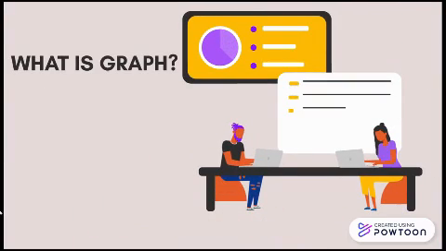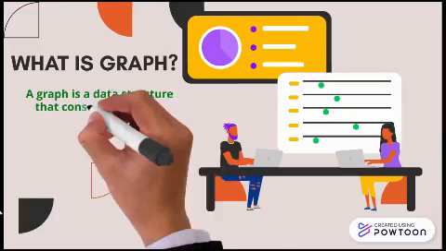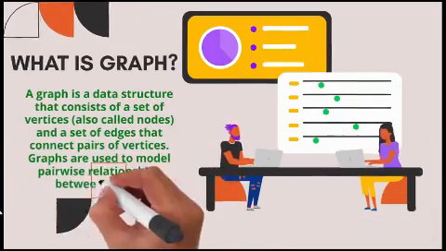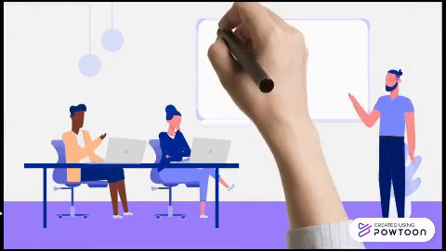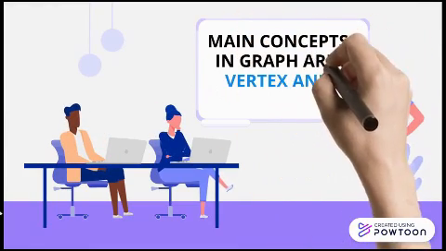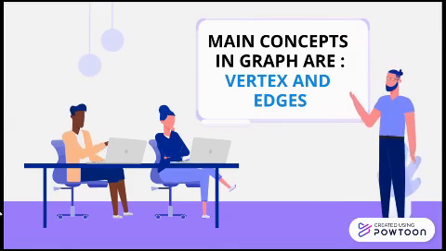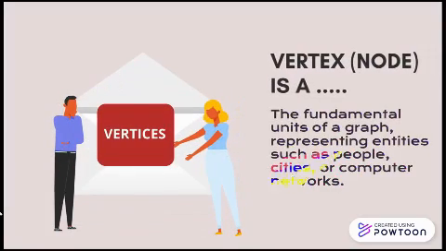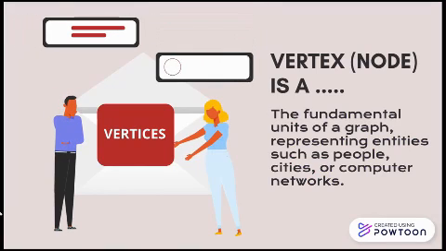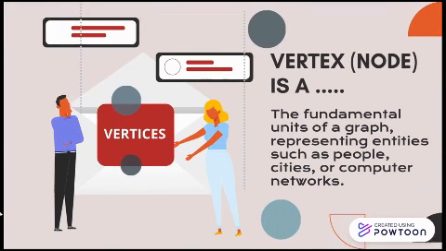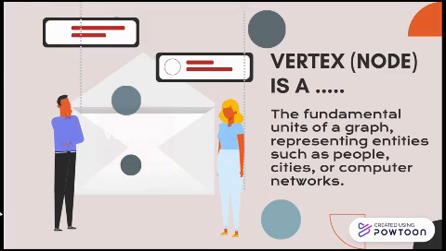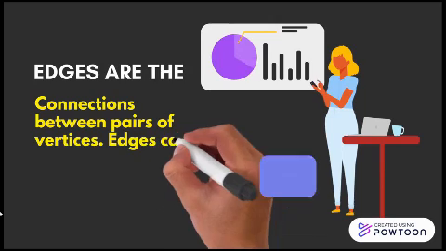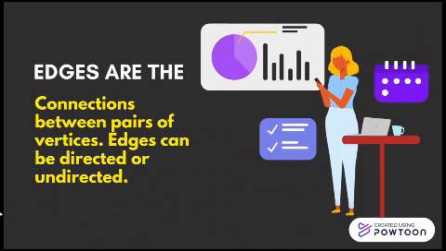What is a graph? A graph is a data structure that consists of a set of vertices and a set of edges that connect pairs of vertices. Main concepts in a graph are vertex and edges. A vertex is a node. Edges are the connections between pairs of vertices. Edges can be directed or undirected.